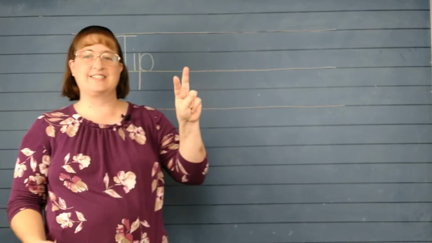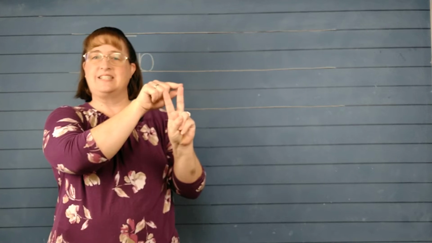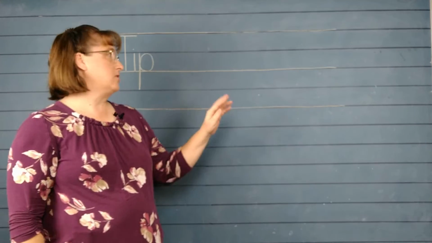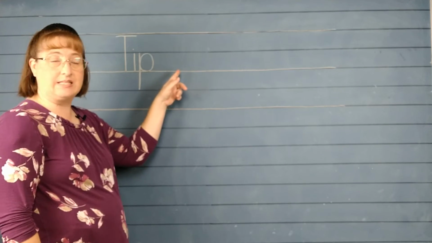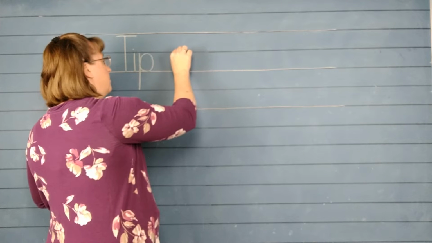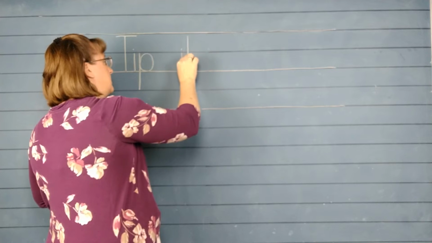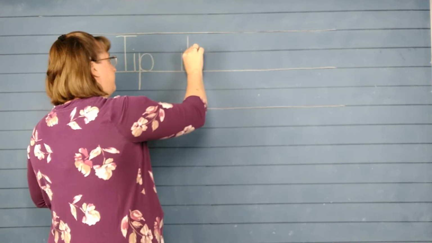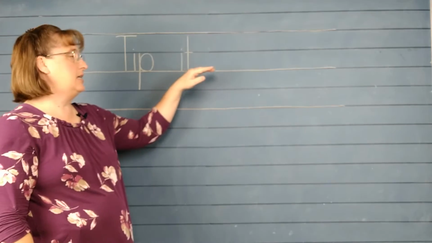It. Good. Let's sound it out. It. Before we write it, what do we have to put? We have to put a space. So we put our finger down so that we don't write there. We move over and we write it. Good. Tip it.